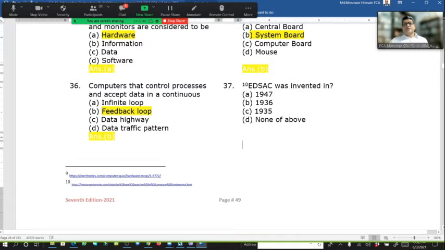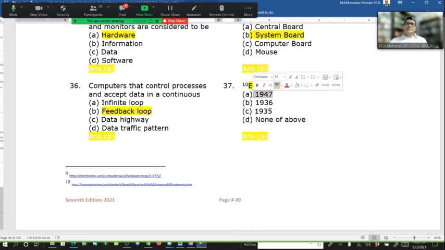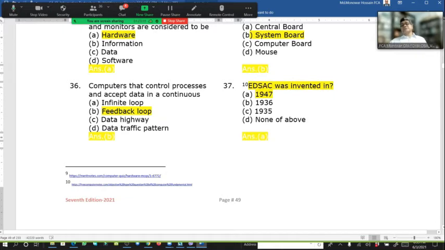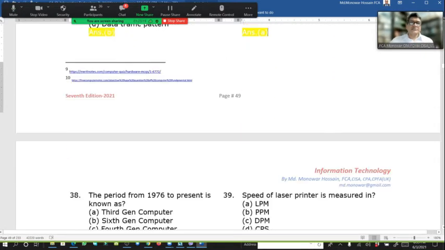So this was invented, and we have seen it in our course chapter also, and it is taken from this reference. In which year was it invented? It was invented in 1947. In 1946 ENIAC was invented. So after ENIAC, the next year it was invented.